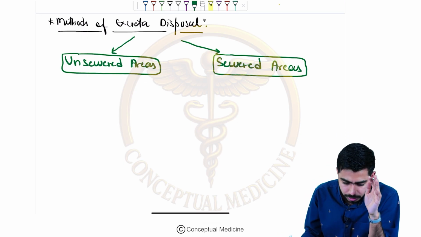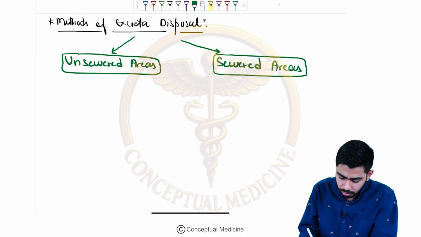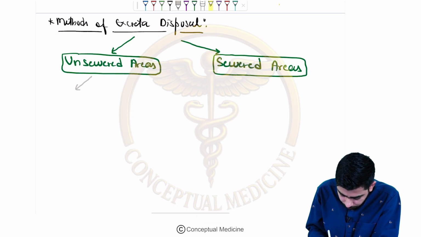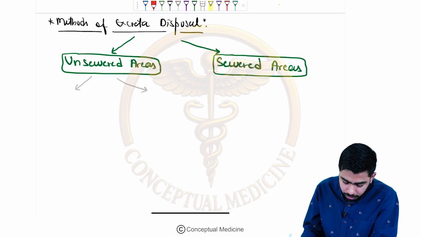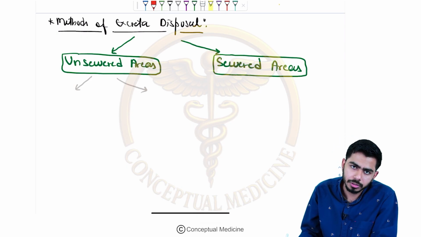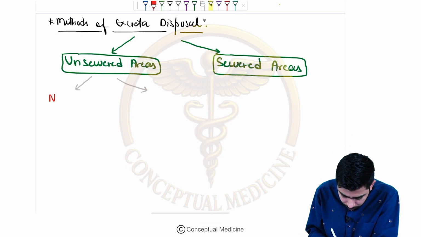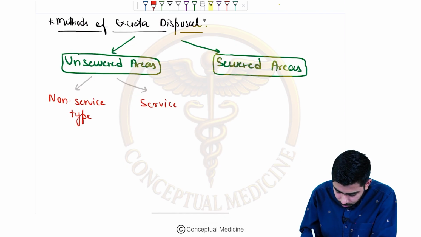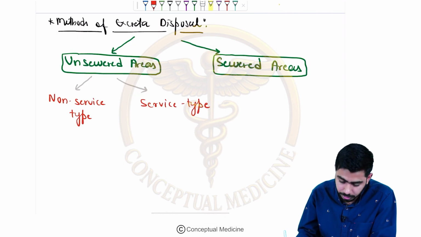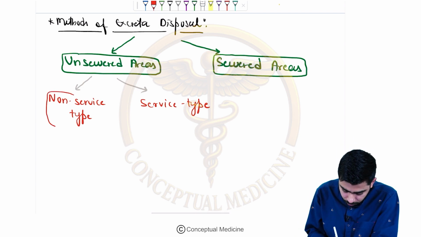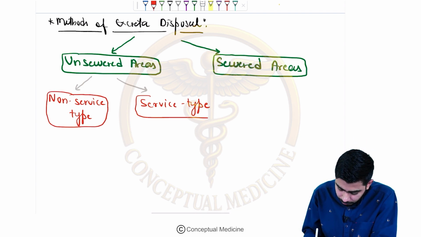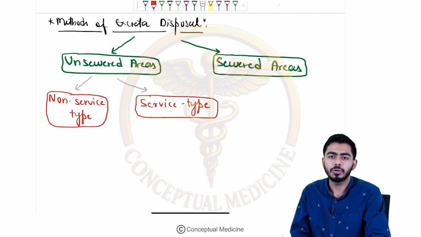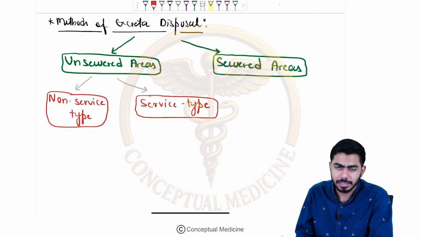In the unsewered areas, guys, again we shall have two subcategories over here. One could be the non-service type category and the other one could be the service type category. These are the methods which we are talking about in the unsewered areas of excreta disposal methods.